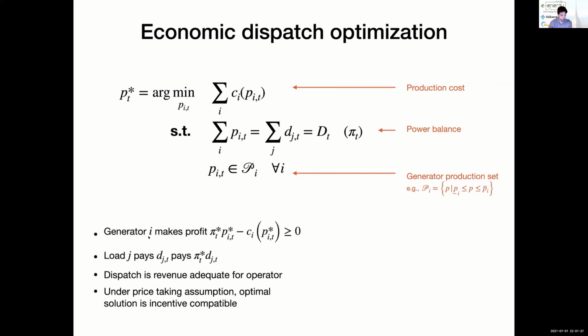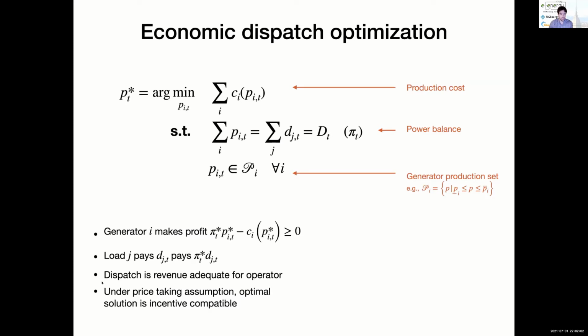So the generator i takes profit pi star, which is the optimal dual Lagrange multiplier for the power balance constraint, times the primal solution minus their cost of production. And that's guaranteed to be non-negative. The load pays whatever it consumes times the optimal price. And as I said, this dispatch is revenue adequate for the operator.